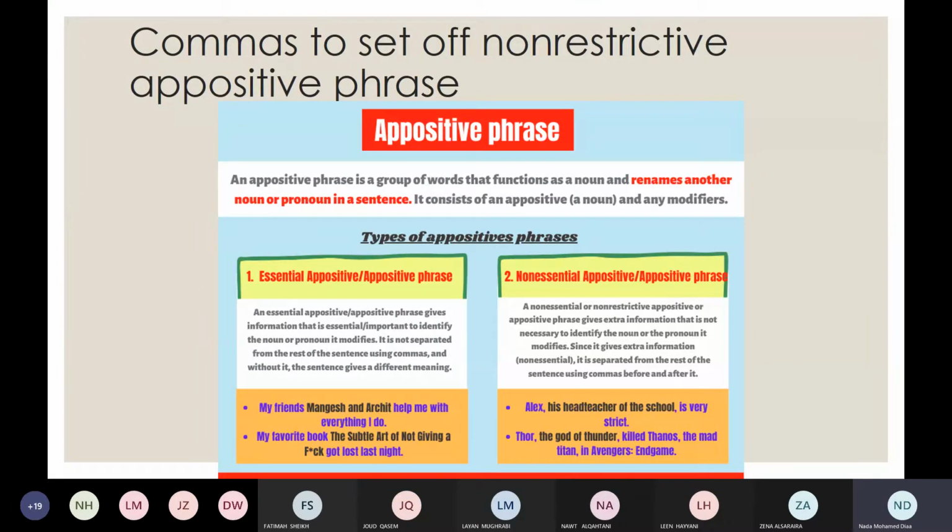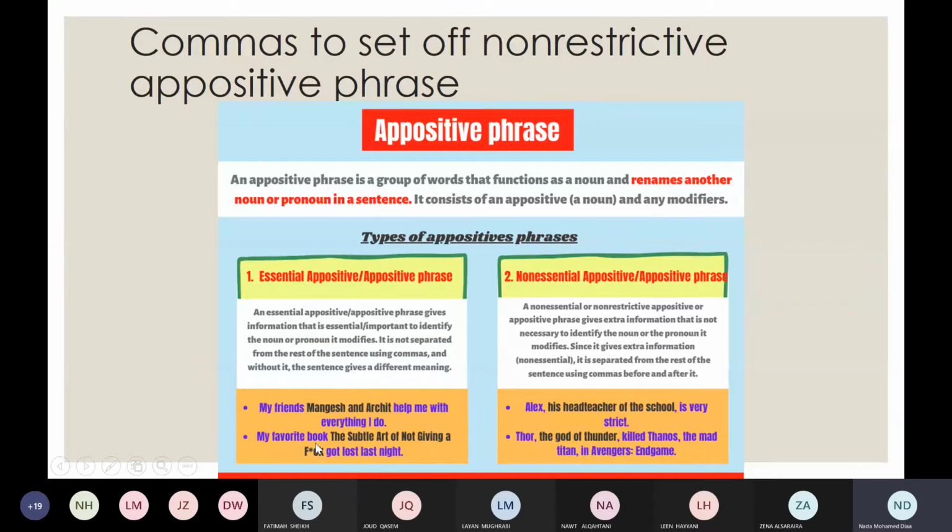In appositive phrases, sometimes I have an essential phrase and a non-essential phrase. An essential appositive phrase gives information that is essential to the sentence. I cannot eliminate it, and we took it before. So: my friends Manish and Ankit help me with everything I do. Here I have to know which friends, who exactly the friends are.